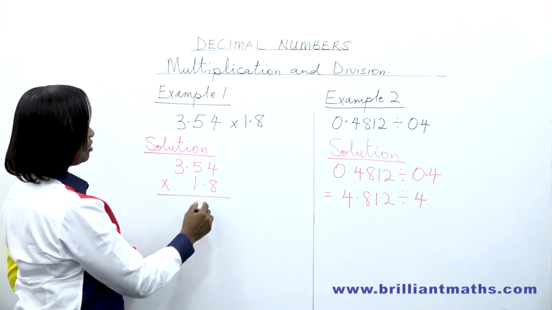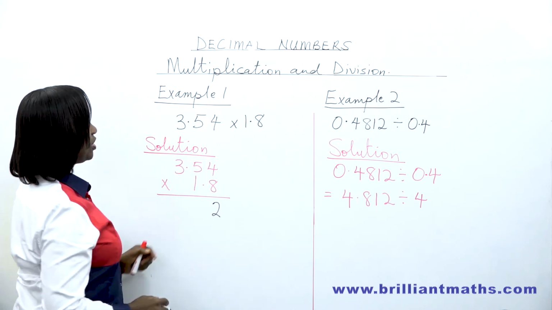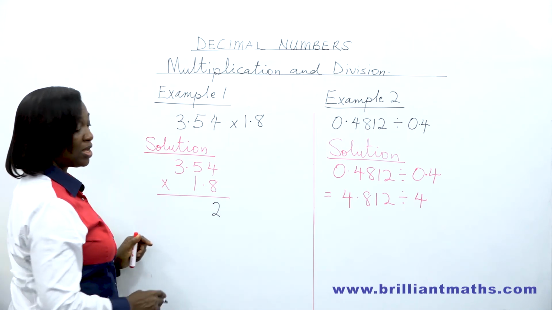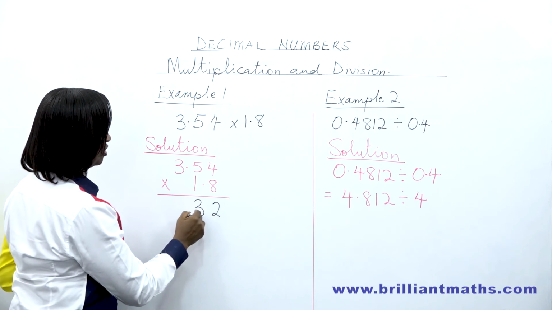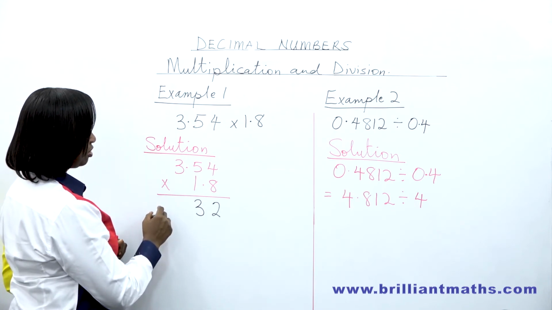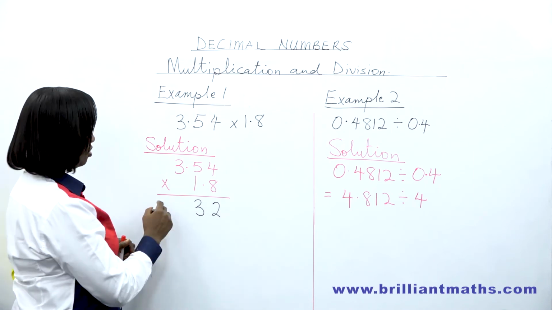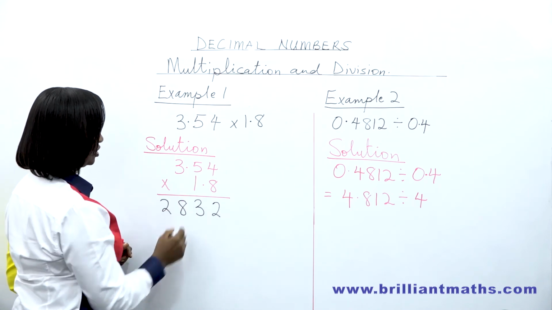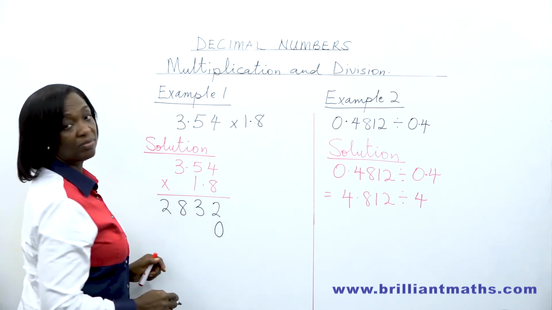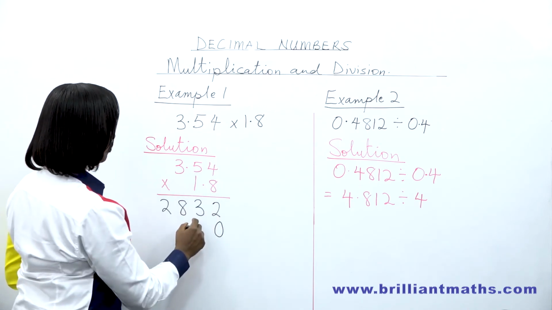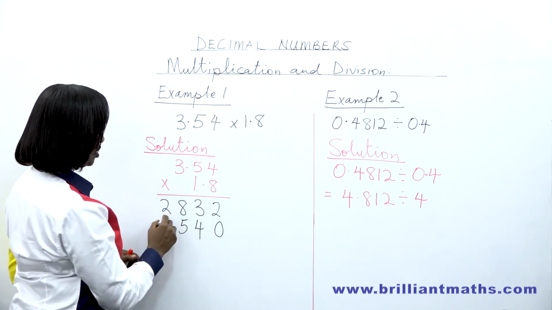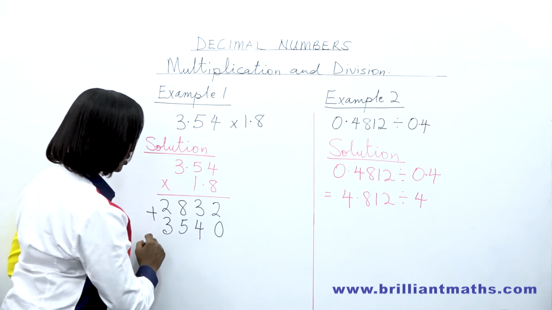8 times 4 is 32. We carry 3. 8 times 5 is 40. Plus 3, that's 43. And 8 times 3 is 24. 24 plus 4 is 28. We're multiplying by 1. 0 placeholder. You write it there. 1 times 4 is 4. 1 times 5 is 5. And 1 times 3 is 3. Then we add.